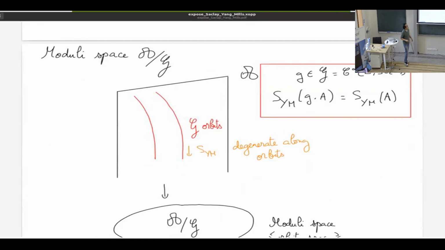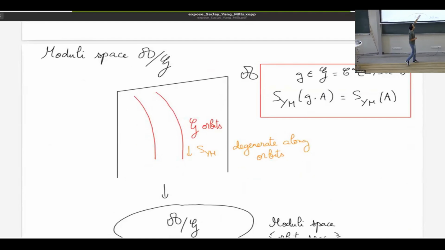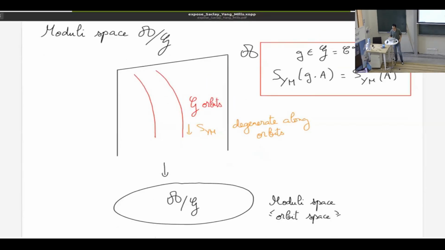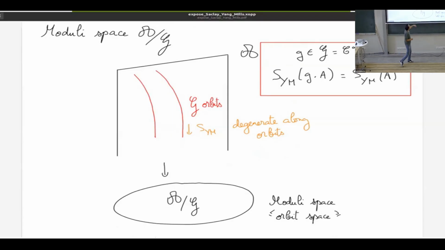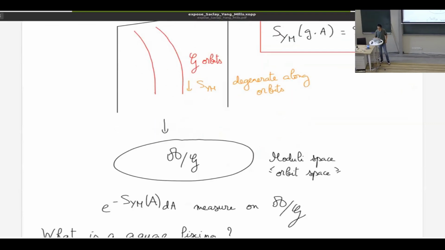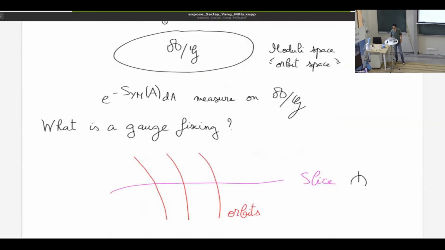Recall that your Yang-Mills action functional is invariant under the gauge group. Since it is invariant under the gauge group, your measure does not live on the space of connections; it lives on the space of connections modulo gauge. So instead of constructing a measure on the space of connections, you want to construct a measure on the orbit space under the gauge group.